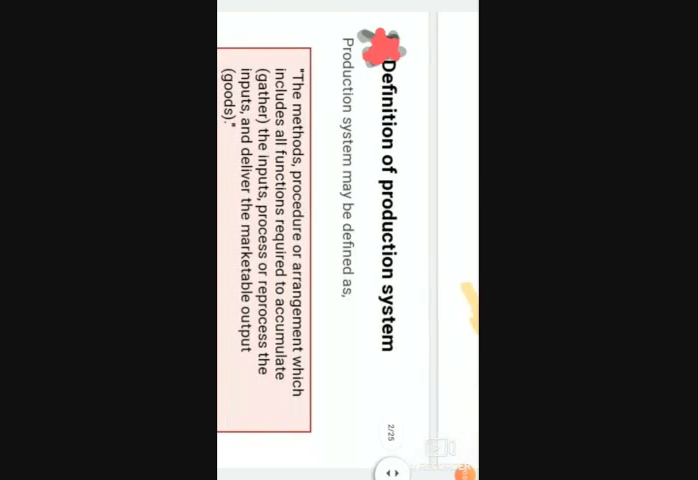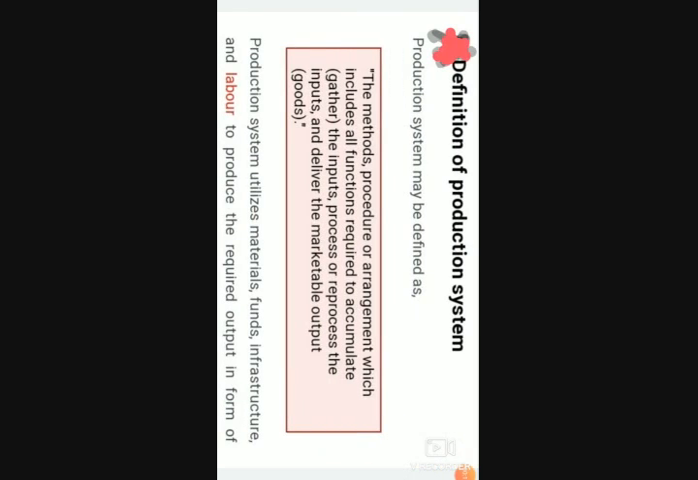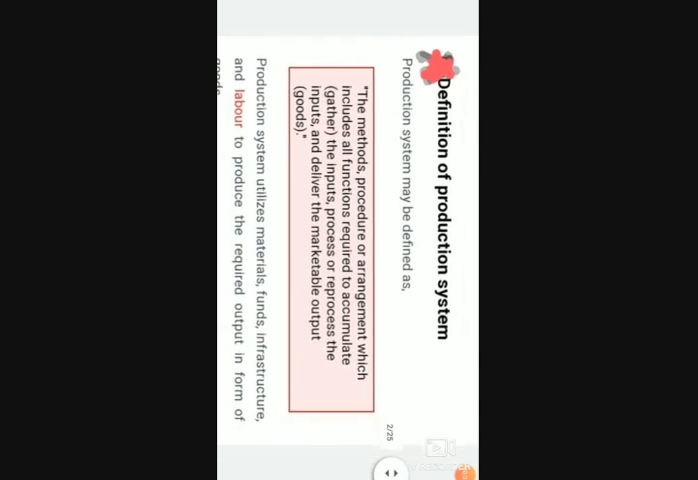So, today we will learn about the concept of production, the definition of productivity, and product life cycle. We are all very aware of the term production system as we usually use it various times in our daily life. Production system is nothing but the methods, procedure or arrangement which includes all functions required to accumulate or gather the inputs, process or reprocess the inputs and deliver the marketable output goods.